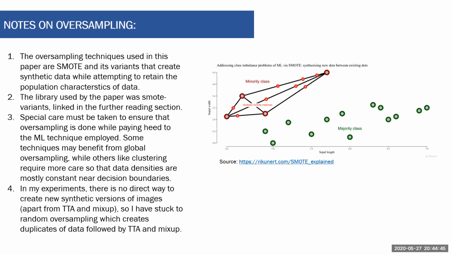So you would want to normalize the population densities near that margin, as opposed to a generalized oversampling. I've conducted experiments with image data. I have no way of using SMOTE to create synthetic versions of image data, but just oversampling and applying random train-time augmentation and mixup allows me to have some amount of synthetic variation.